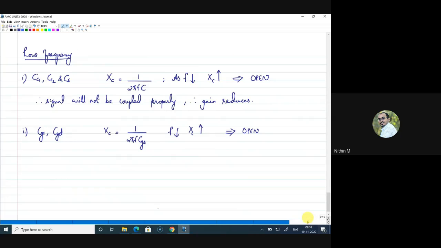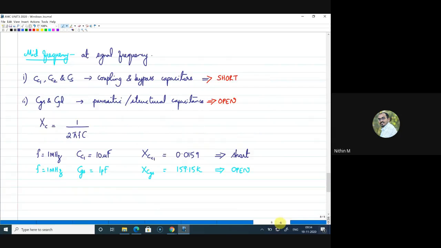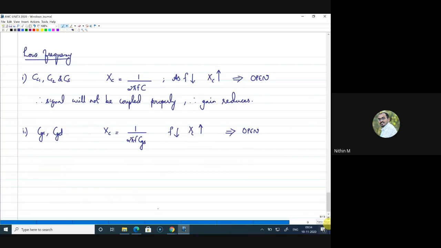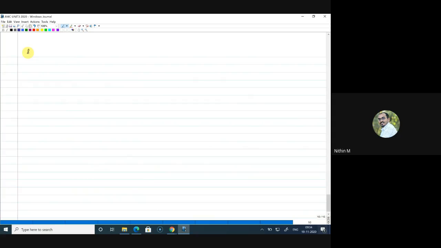Now let me look at this high frequency response. So we have looked at mid frequency and low frequency, and let me look at the high frequency. So what happens at high frequency?